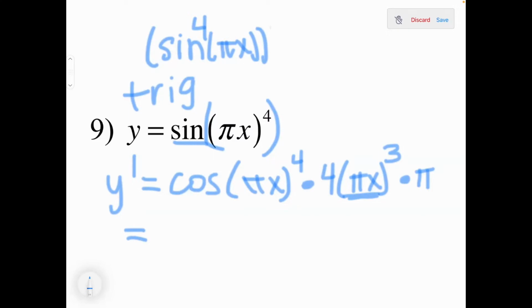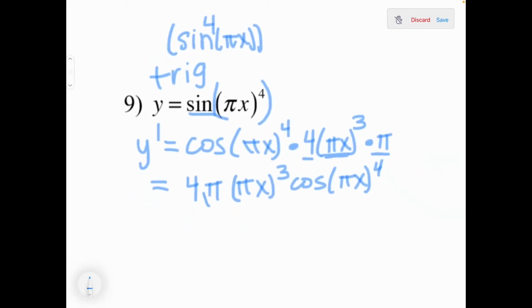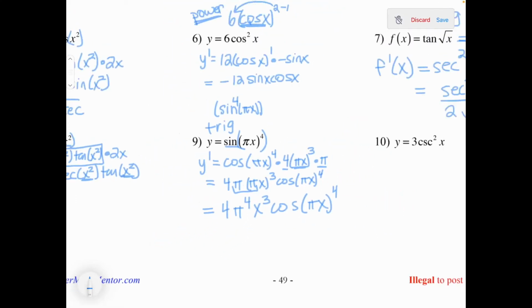Clean that up a little bit. We can put the 4 and the pi out front. We could also put the pi x to the 3rd out front, times cosine of pi x to the fourth power. We can multiply these pi's together. It's really pi to the third. So pi times pi to the third is pi to the fourth x to the third cosine pi x to the fourth power. We're done with number 9.